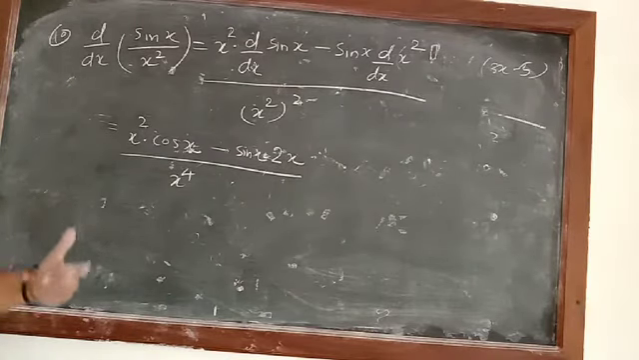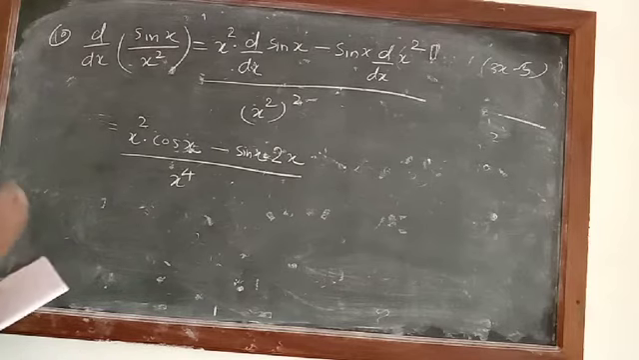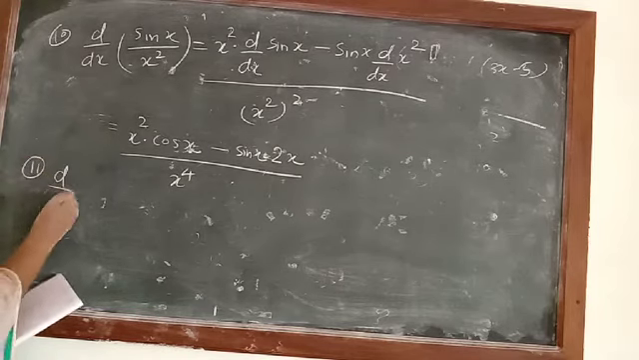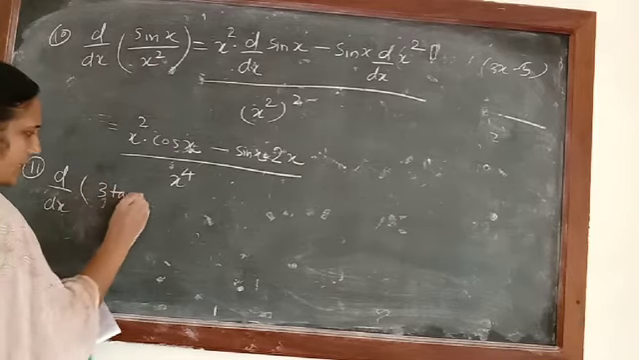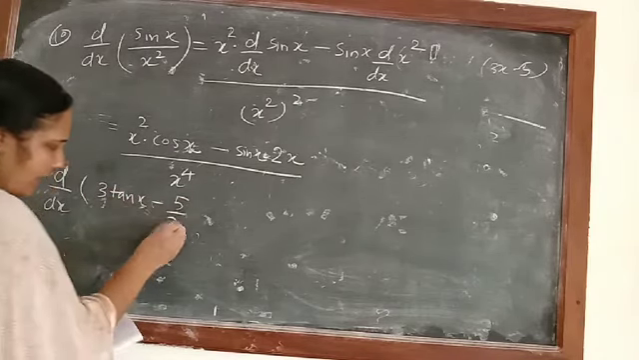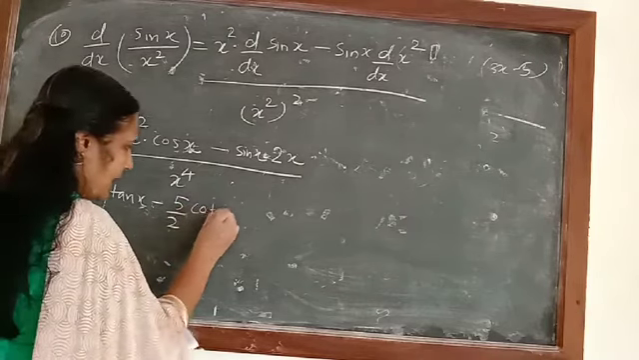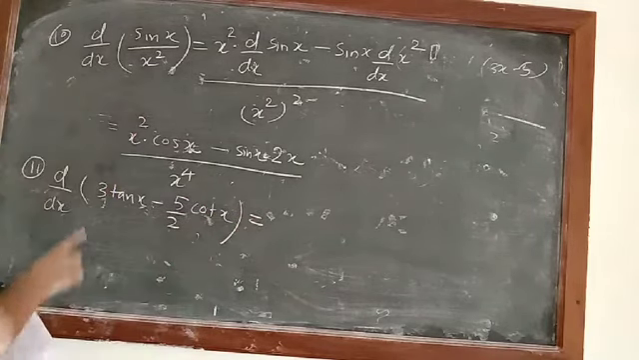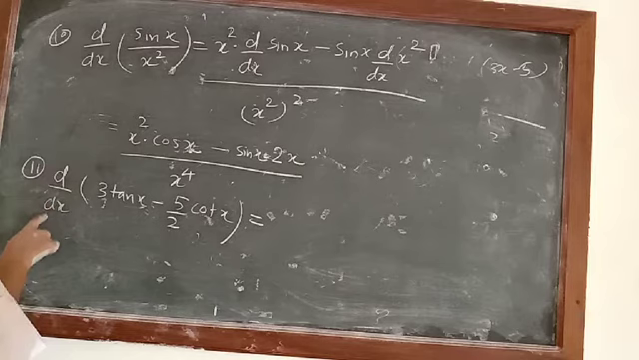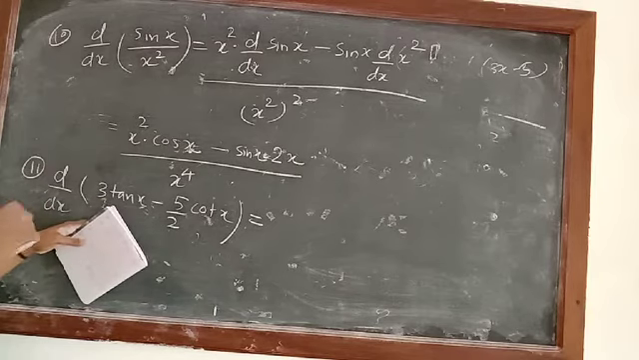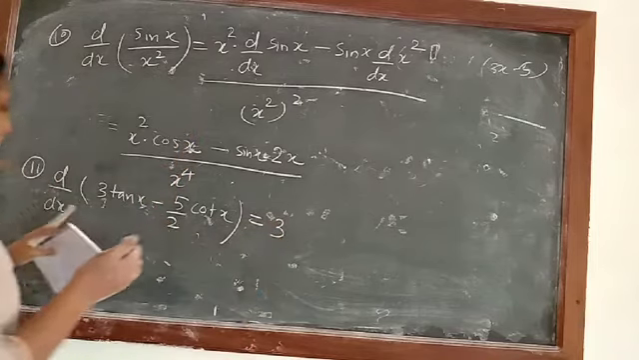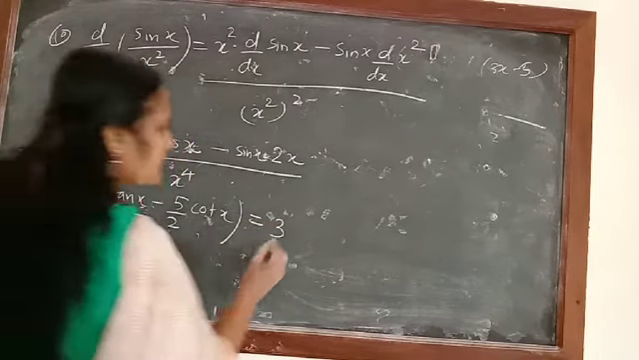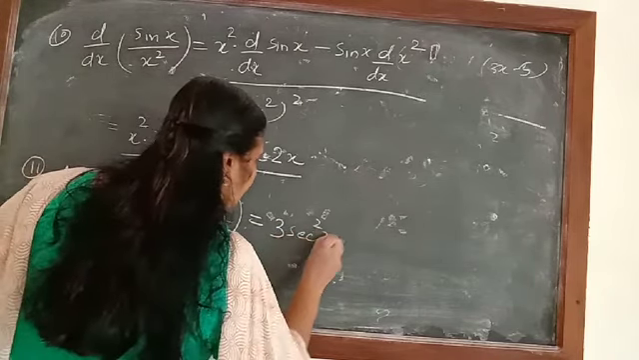Okay. Now next question is the 11th one, d by dx of 3 tan x minus 5 by 2 into cot x. Now here 3 we can take outside. What will be d by dx of tan x? If you want, you can write down directly also. Okay. So 3 taken outside, d by dx of tan x is equal to sec square x.